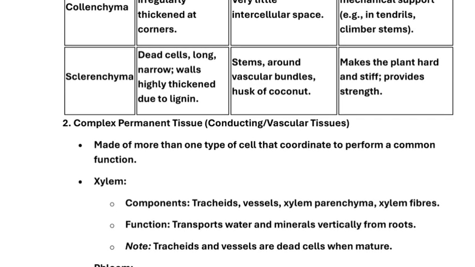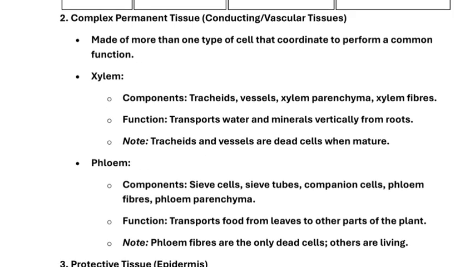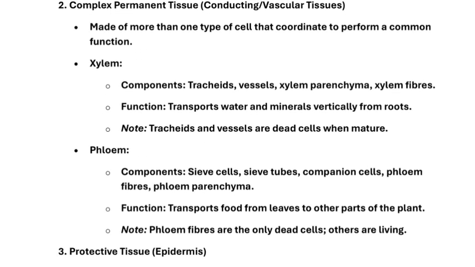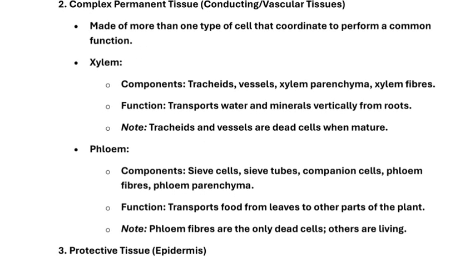2. Complex permanent tissue, conducting/vascular tissues, made of more than one type of cell that coordinate to perform a common function. Xylem. Components: tracheids, vessels, xylem parenchyma, xylem fibers. Function: transports water and minerals vertically from roots. Note: tracheids and vessels are dead cells when mature.